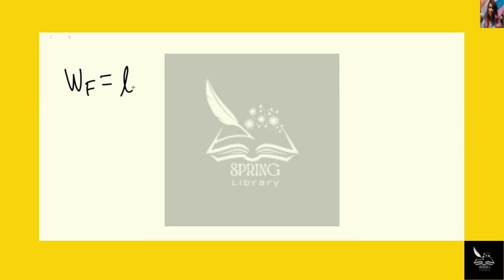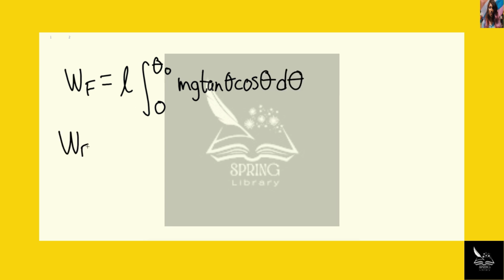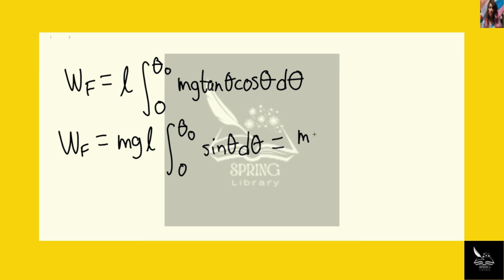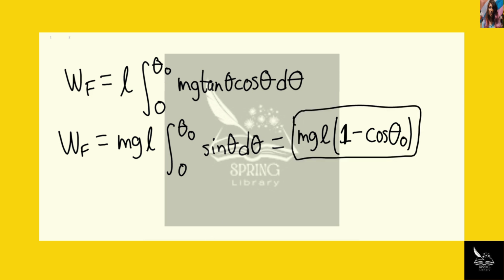will be equal to L times the integral from 0 to theta naught of mg tangent of theta cosine of theta d theta. And so the work done by the force will be equal to mgL times the integral from 0 to theta naught of sine of theta d theta, which is equal to mgL times 1 minus cosine of theta naught. So essentially, this would be the formula for the work done by the force.